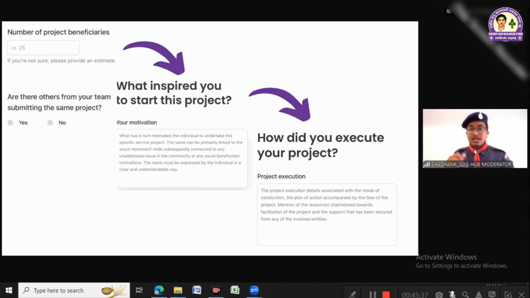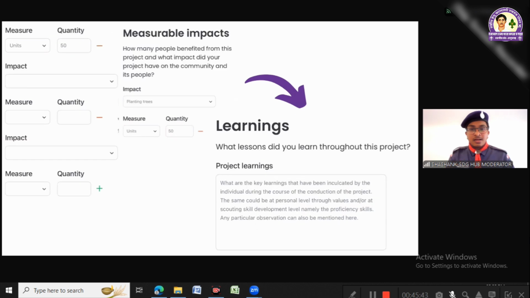Moving forward, there is something known as measurable impacts. As I mentioned that we have specific project beneficiaries, we also need to measure what impact that we as scouts have created. So there are different measurement units. It could be number of people who benefited, or for example, I'm organizing a tree plantation drive. This is a very simple one that we can all understand. So I need to put the units as number of items or number of trees, and I tell that I have planted 25 trees, and the impact is cleaner surroundings and it is impacting 600 people.